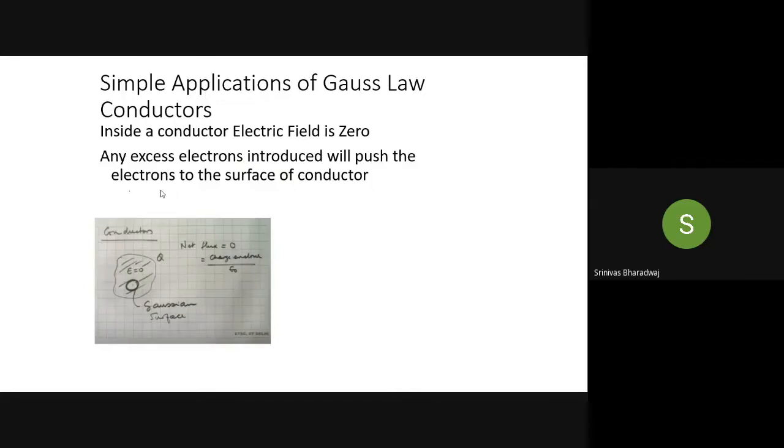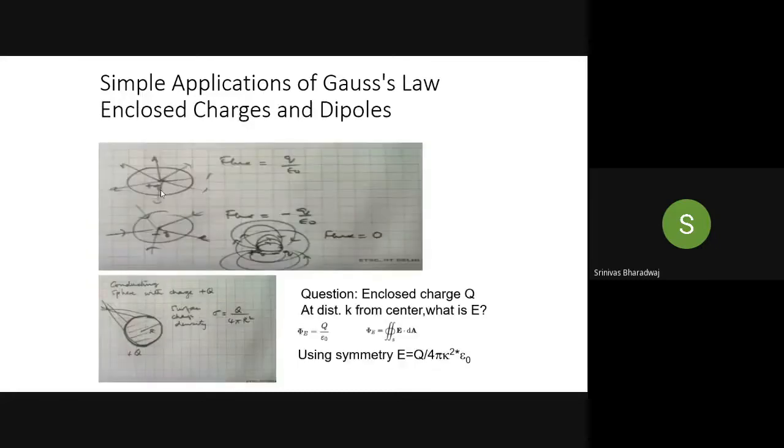Inside a conductor, the electric field is 0. Why? Because there is no enclosed charge. All the charge goes to the surface. Because the charges are free to move, they'll always go to the greatest distance, where they cannot go anywhere else, and therefore they move to the surface of the sphere. So we explained Gauss's law in the context of spheres.